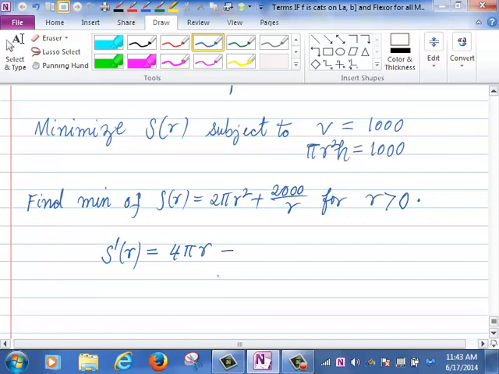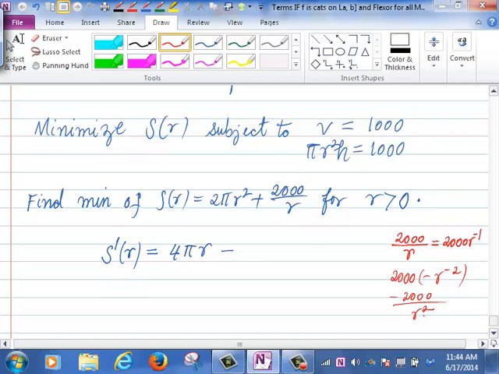Let me do some scratch work here. We are trying to take the derivative of 2000 divided by r. You could apply the quotient rule if you want, but you can write this as 2000 times r to the negative 1, right? So what's the derivative? The derivative would be 2000 times negative r to the negative 2, which is the same as negative 2000 divided by r squared, because r to the negative 2 is 1 over r squared.